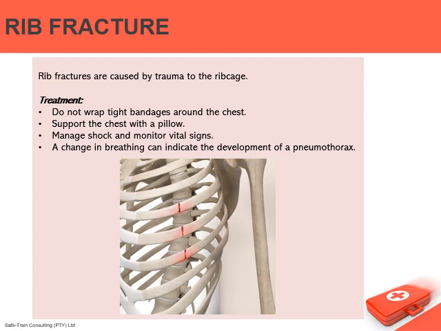Displaced rib fractures can damage other tissues or organs, and sometimes lead to collapsed lungs or internal bleeding. Treatment: do not wrap tight bandages around the chest. Support the chest with a pillow. Manage shock and monitor vital signs. A change in breathing can indicate the development of a pneumothorax, also known as a collapsed lung.